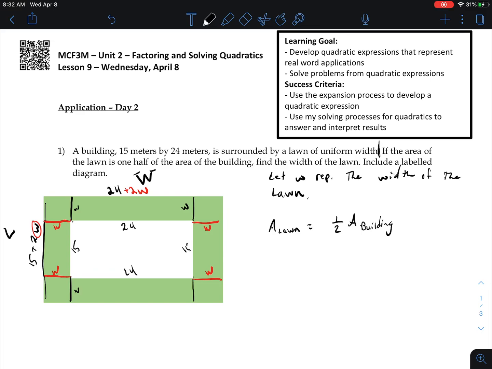Okay, so then I can start plugging stuff in because I know what the area of the building is, right? The area of the building is just the area of the white section of this diagram, right? And so that's just 15 multiplied by 24, right? So that's going to be equal to 1/2 multiplied by 15 multiplied by 24. I'm going to move this over a little bit.